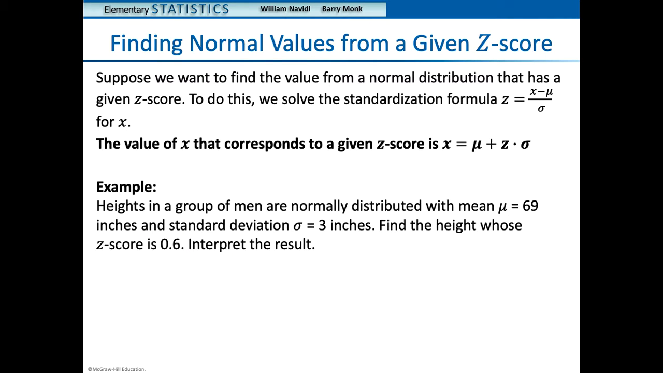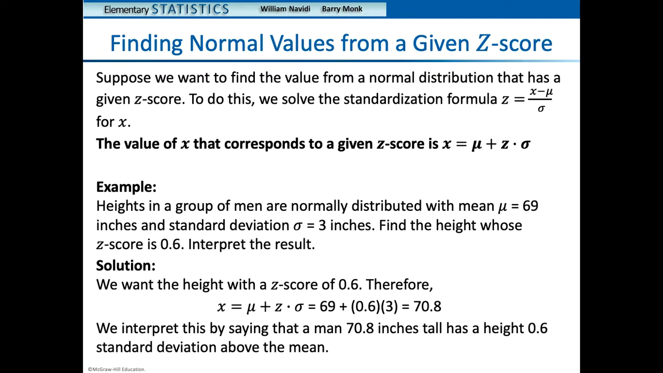For example, say that heights in a group of men are normally distributed with a mean of 69 inches and a standard deviation of 3 inches. Let's find the height whose z-score is 0.6 and interpret this result. We want the height with a z-score of 0.6, so we take this formula, plug in the mean, the z-score, and the standard deviation, and we get 70.8. We would interpret this by saying that a man 70.8 inches tall has a height 0.6 standard deviations above the mean.